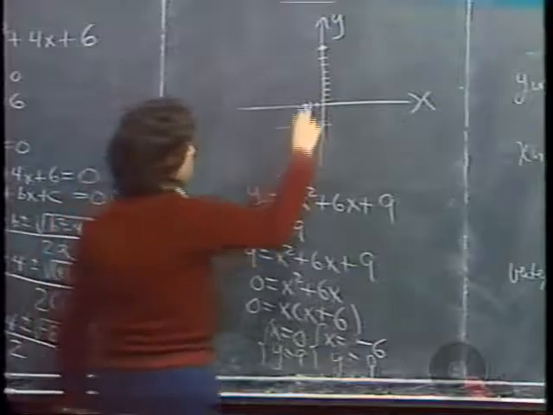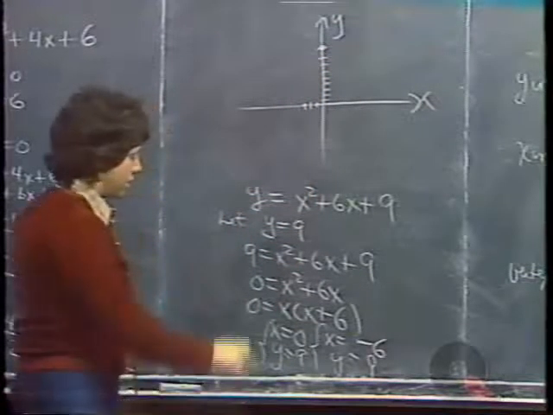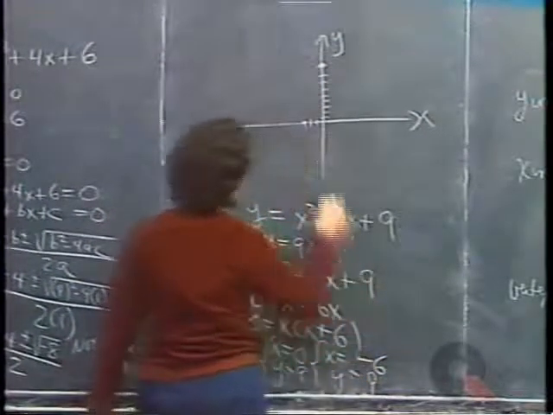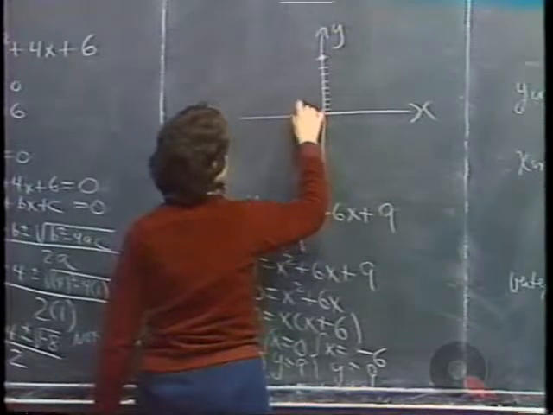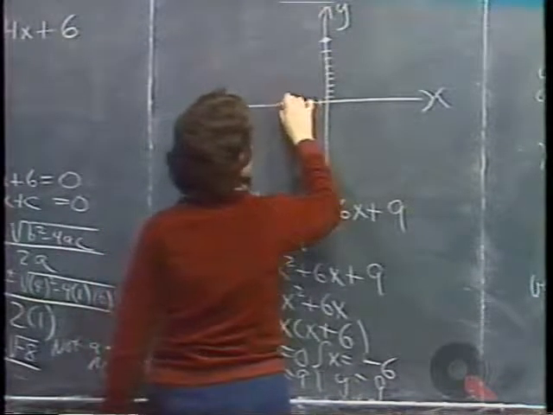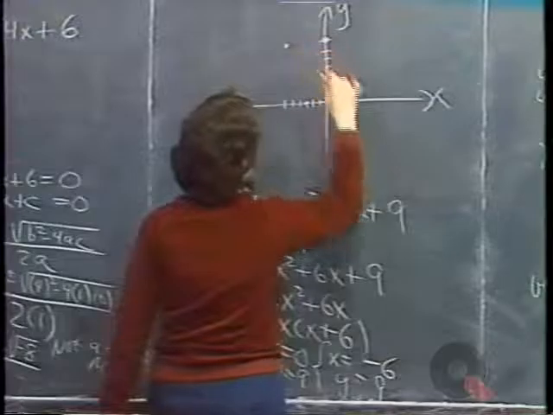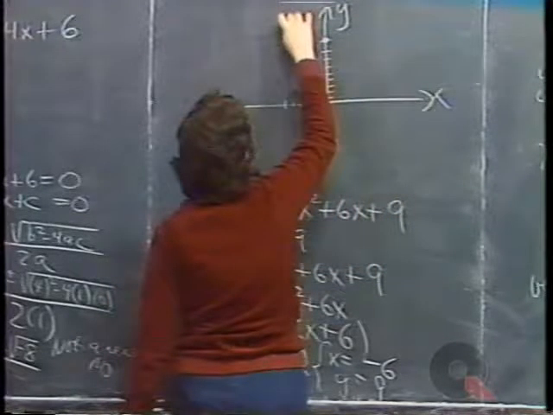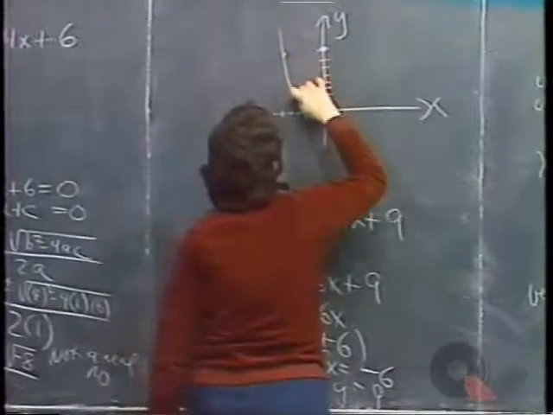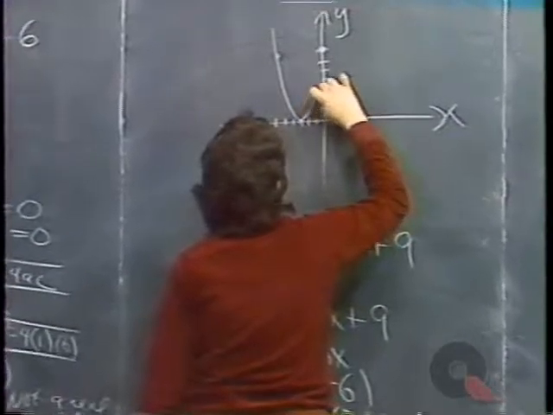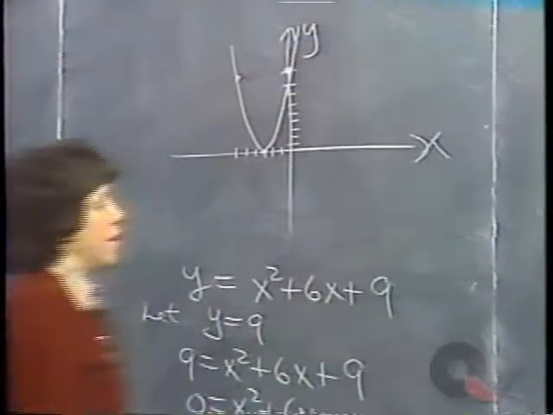Now 0, 9, we've already plotted. This now gives us another point, minus 6, 9. 1, 2, 3, 4, 5, 6. Minus 6, 9 is another point on the parabola. We now know enough to get a fairly decent sketch of the parabola.